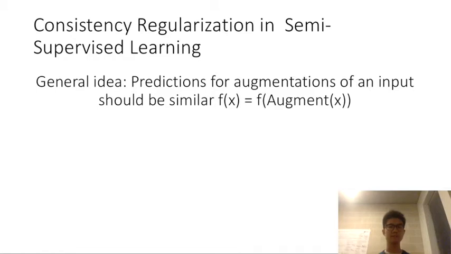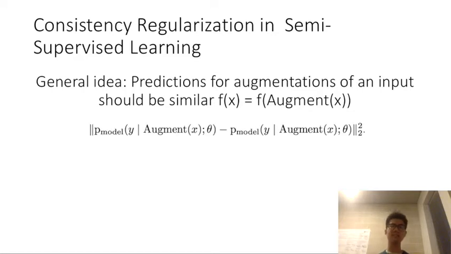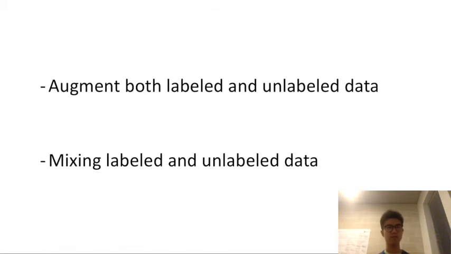And many methods in this domain are based on the low density separation assumption that the decision boundary should lie in low density regions. This is typically achieved by adding an additional loss function of this form, where x is the input, theta are the parameters of the neural network, and augment is a stochastic function. There are two main approaches for consistency regularization, and I'll present one landmark paper in each, in this order. So firstly is augmenting both labeled and unlabeled data.